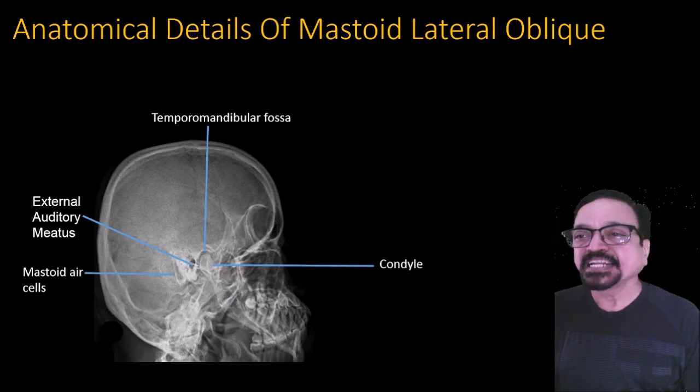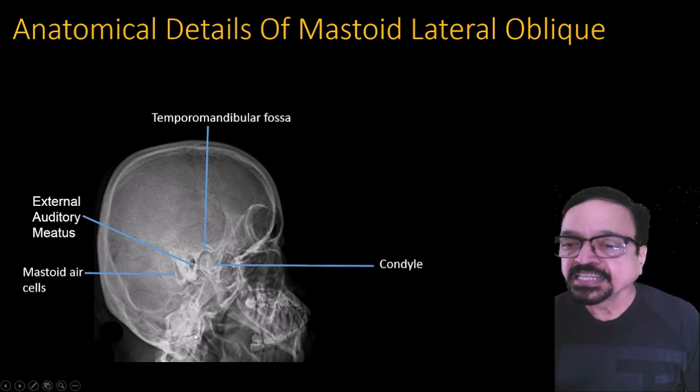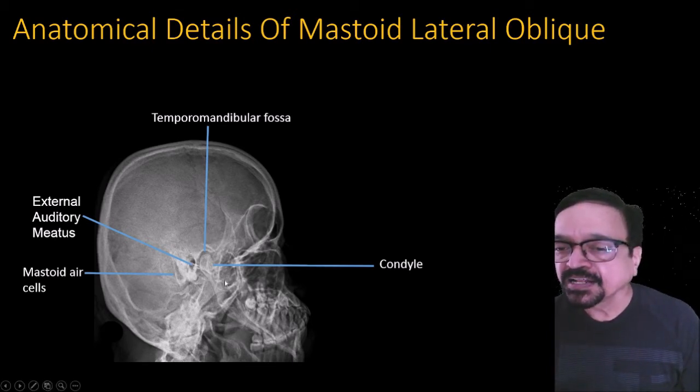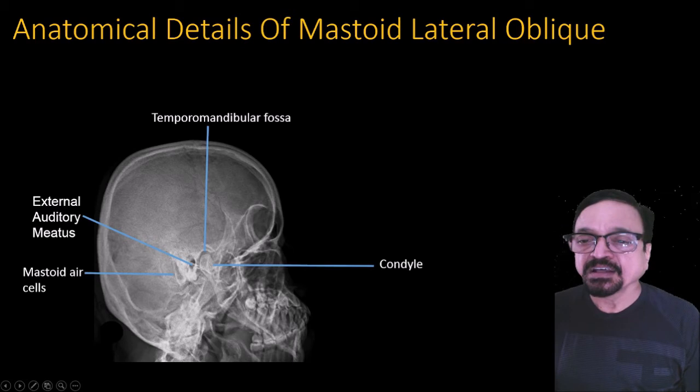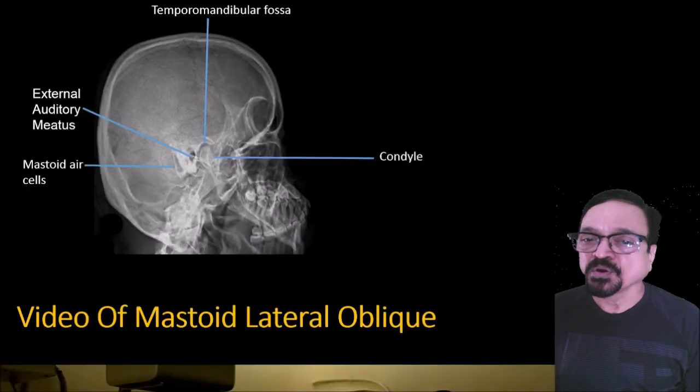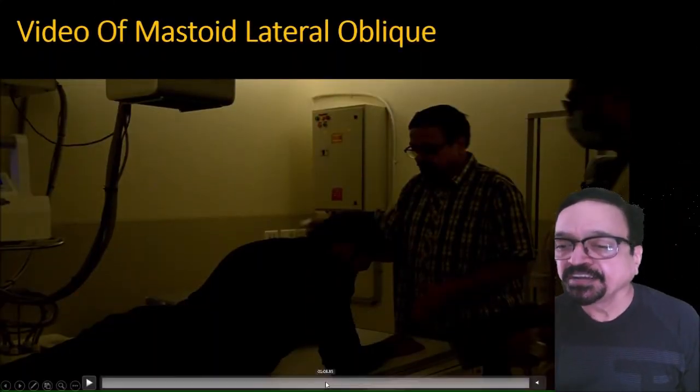Then what are the anatomical details of the mastoid in lateral oblique? There is the temporomandibular joint, then external auditory meatus, mastoid air cells and the condyles of the mandible. Now we can get the TM joint also here. This is the TM joint, and we can get the mastoid also, a pneumatization of the mastoid. The sinus and dural plates are of practical importance while reporting. Then if we go for a TM joint, we have to go for an open and closed mouth. If we have to go for a more detailed view, then we can change the angulation and obtain the area of interest we want. Now let us see a video of the same.